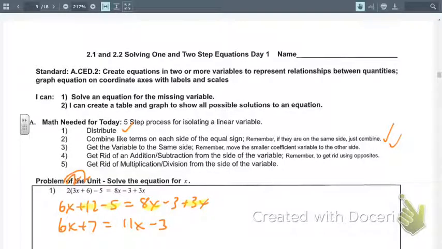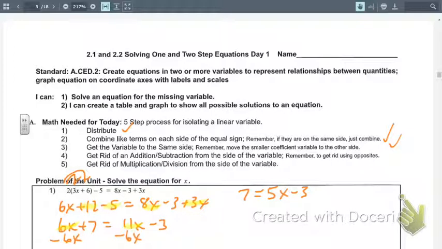Alright, next we want to get rid of the variable on the same side. So remember to move the smaller coefficient variable to the other side. Alright, so we have 6x and we have 11x. So which one's smaller? The 6x. So we're going to subtract 6x from both sides. So 7 is going to equal 5x minus 3.